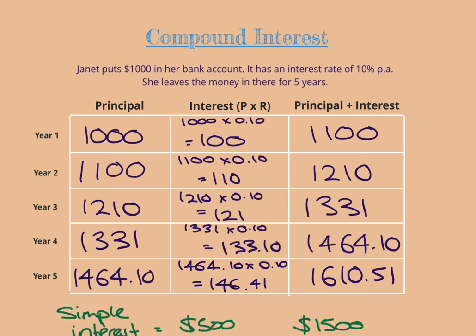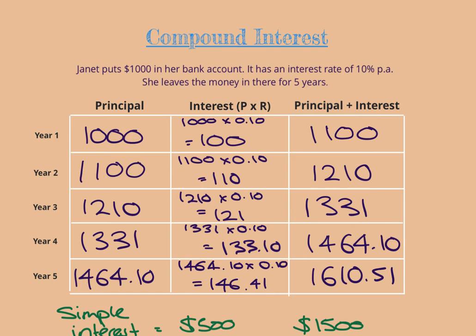So now if we compare that to what Janet would have earned through simple interest, you'll notice that the amount is quite a bit bigger than what she would have earned. With simple interest, she only would have earned $500 all up, and at the end of her 5 years, in her bank account would be $1,500, whereas with compound interest, she ends up with $1,610.51. So she ends up with $110.51 more than she would have with simple interest.